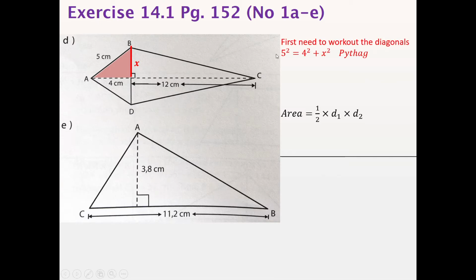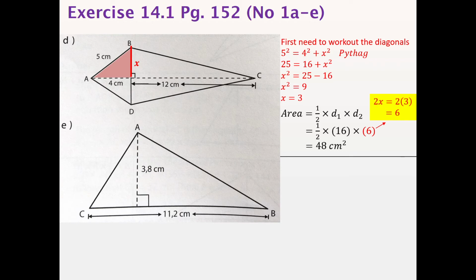So 5 squared will give me 25, which is equal to 16 plus x squared. I need x squared by itself, so I'm going to take the 16 over the equal sign and subtract it. That will give me 9, and if I square root to find out what x is, I'm going to get x is equal to 3. So I know that x is equal to 3, which means that the full diagonal is equal to 3 plus 3, which is equal to 6. So my one diagonal is 6, my other diagonal is 16. If I substitute that into my formula, I'm going to get my answer, which is 48 centimeters squared.